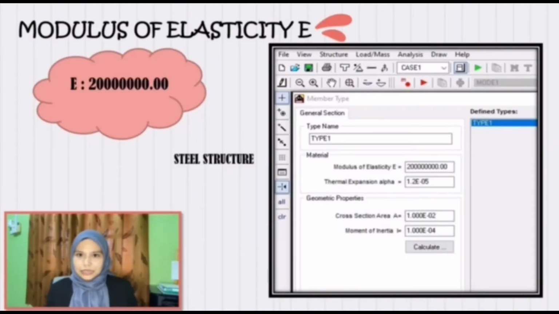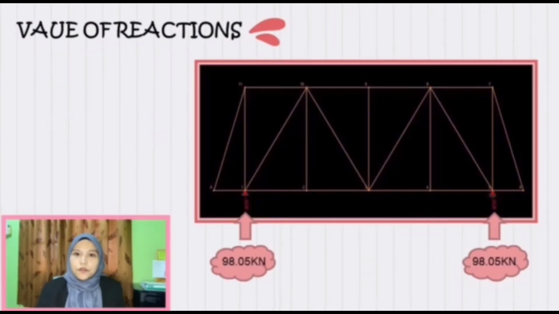In this case, we obtain the value of the modulus of elasticity as stated in the slides, and by this value we can prove that our bridge structure uses steel material. Alright, this design comes out with the following values. First is reaction. Both our pin and roller support are 98.50 kilonewton.